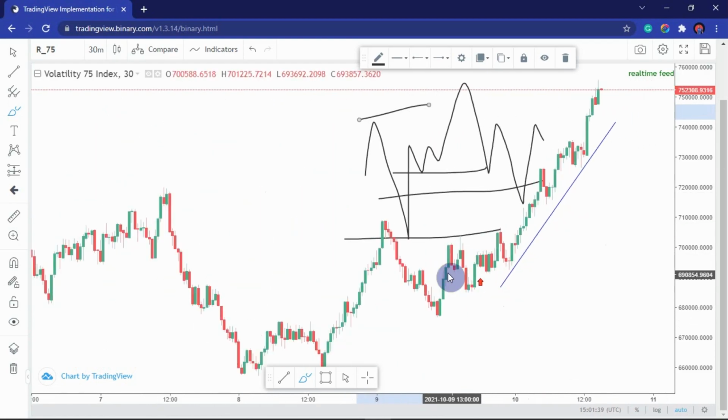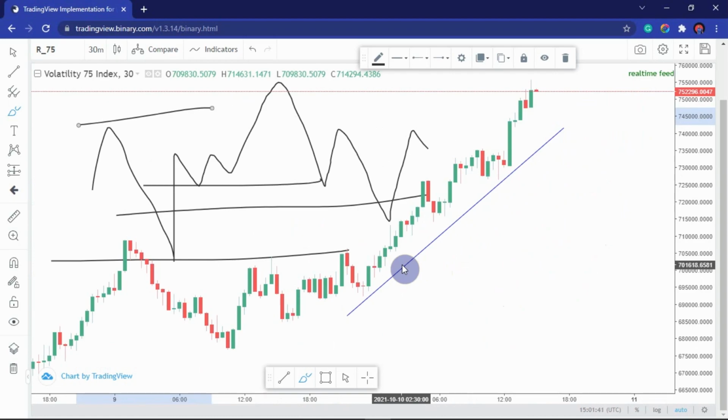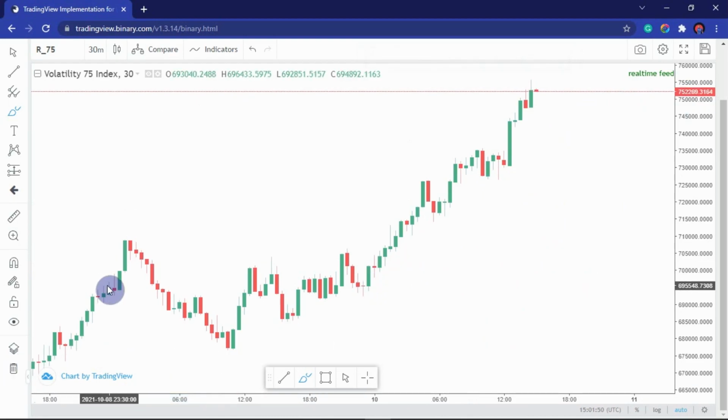Ne? So now what I will show you is just a very, very simple method. Before you can trade the trend, ne? One thing that you need to be sure of is that the trend is gonna last, ne? Because that's one problem that we have.